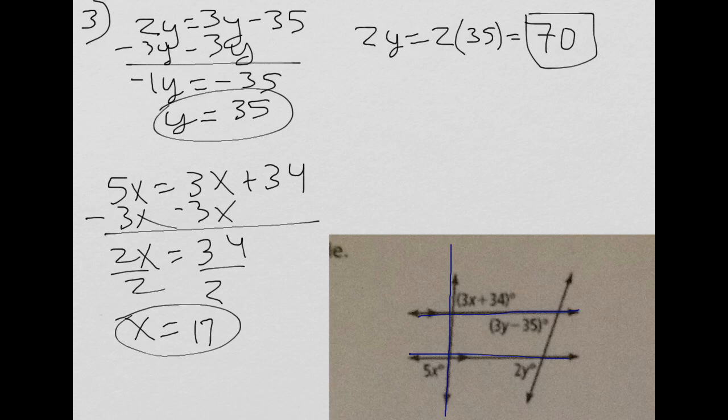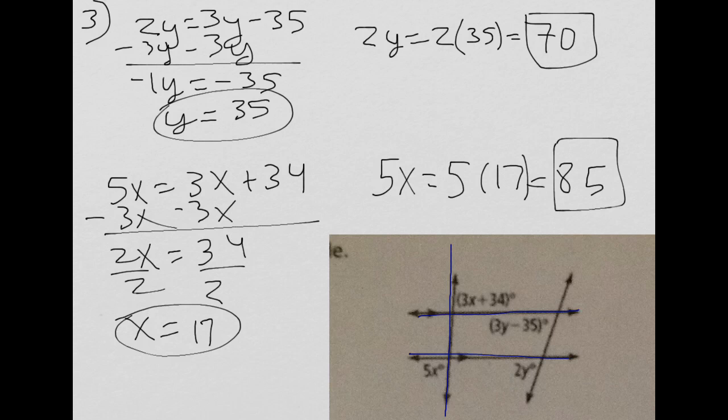Now I'm going to go ahead and take it and plug it into one of those two angles because they're both going to be the same. So I'm going to take the easier one, the 5x. 5 times 17. So those angles there are 85 degrees each.